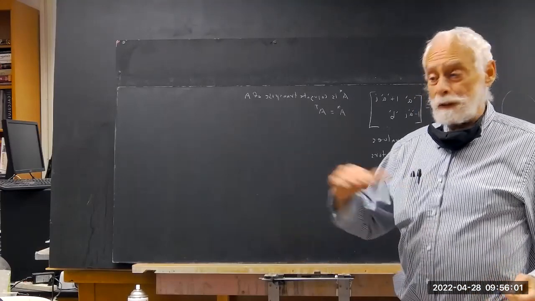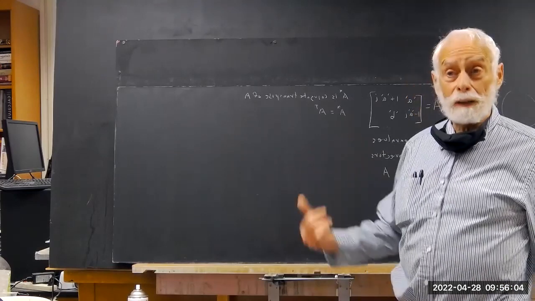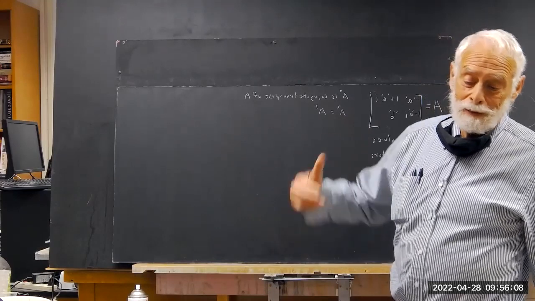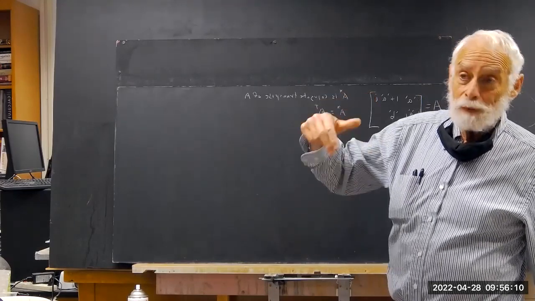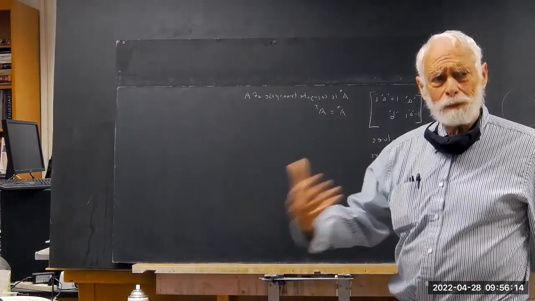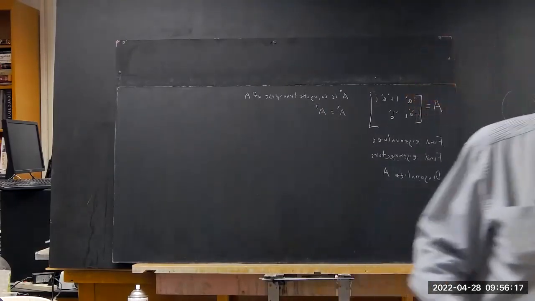You just find a set of eigenvectors, and the matrix whose columns are the eigenvectors diagonalizes it. Okay, it's the way I've said it.